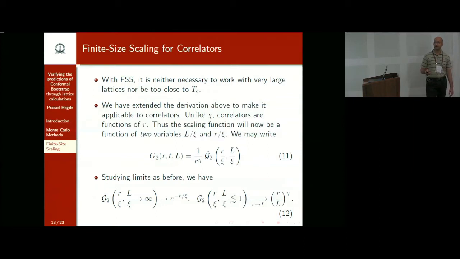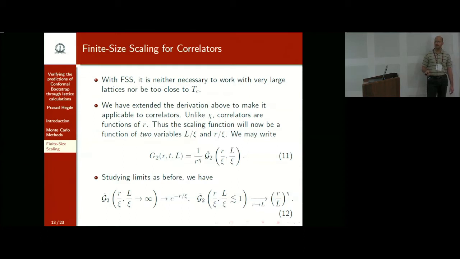One addition is now that there is a position dependence. It depends on a variable r. So if I want to really replace it as before, I pull out the leading dependence. This is the CFT prediction, a power law fall off. But then I write some underlying universal function, which is now a function of r by xi and L by xi. And I can study limits just as before. We know that, if I'm away from Tc and in infinite volume, the correlator actually falls off exponentially. So there's an e raised to minus r by xi sitting here.